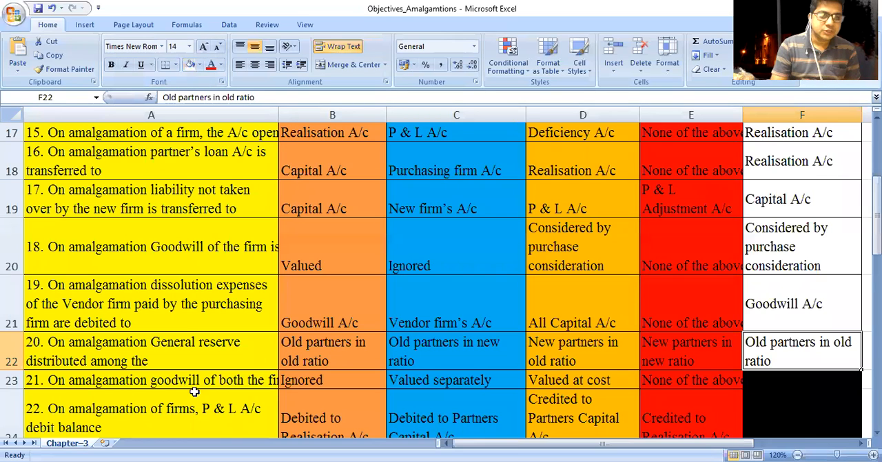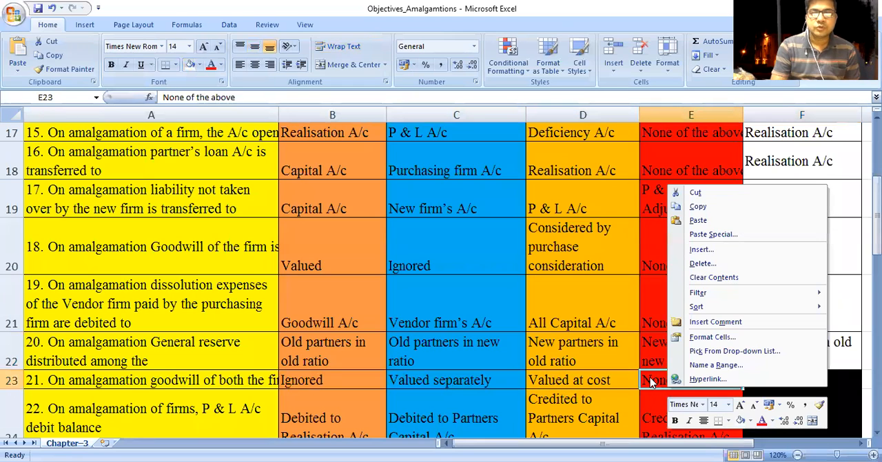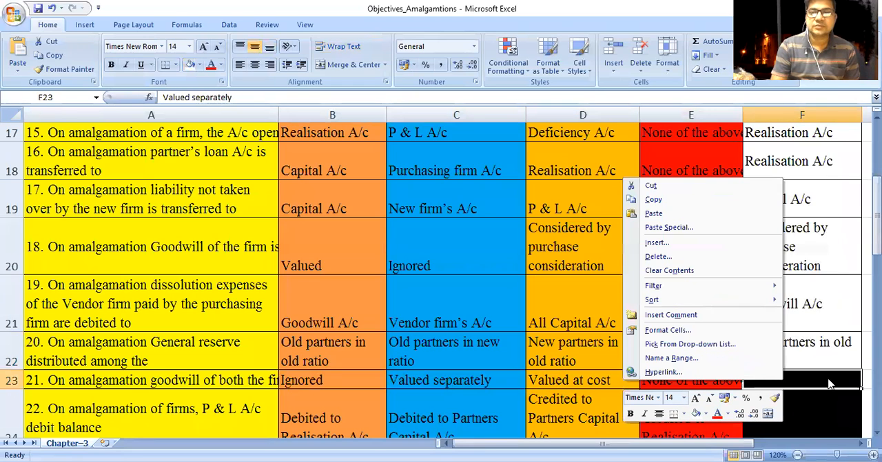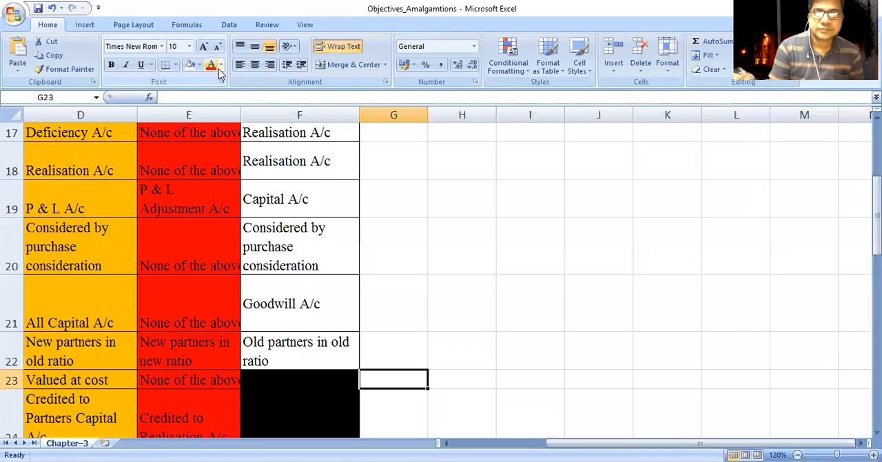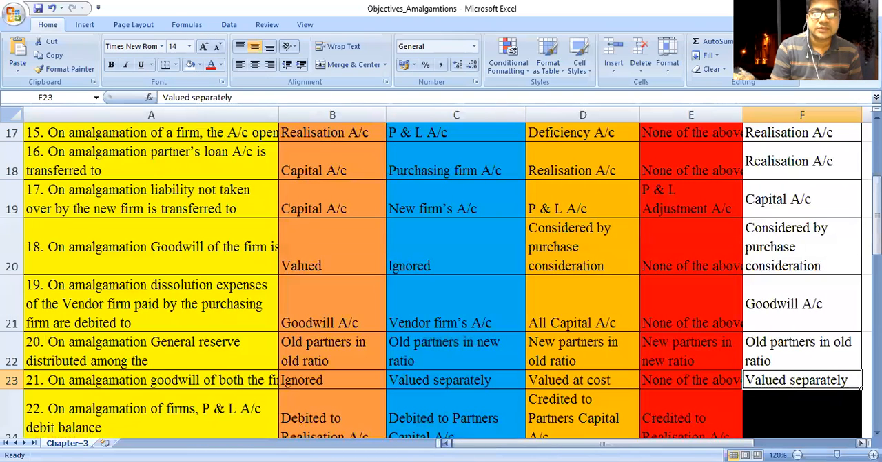On amalgamation, goodwill of both the firms is ignored, valued separately, valued at cost, or none of the above. So answer is valued separately. Answer is valued separately.